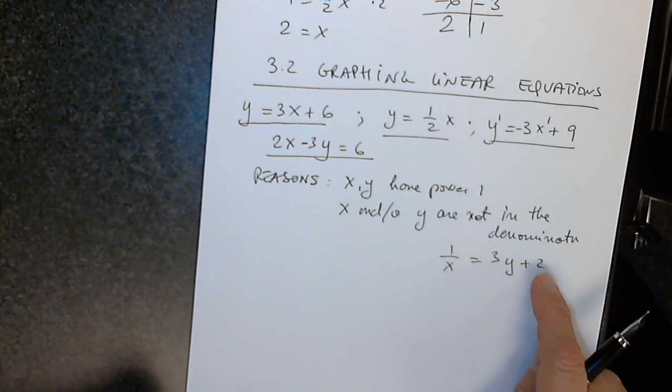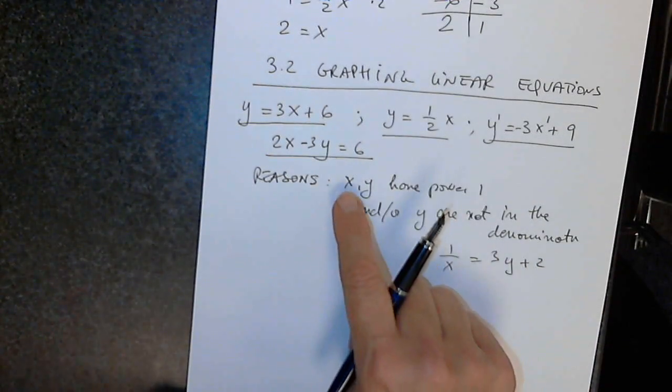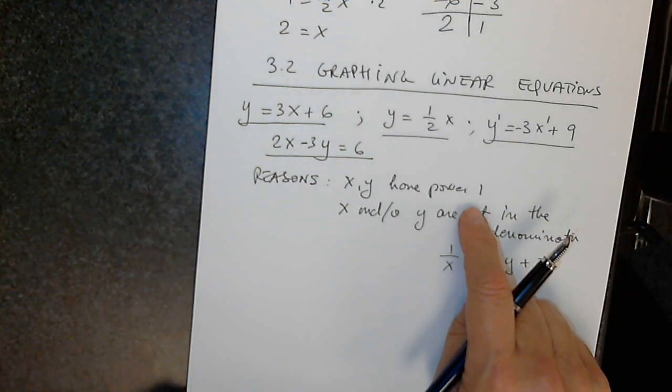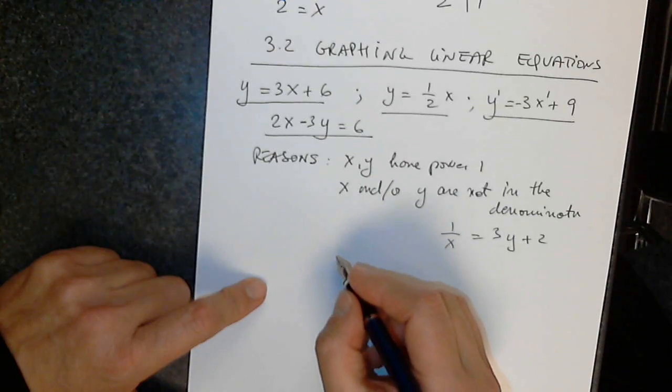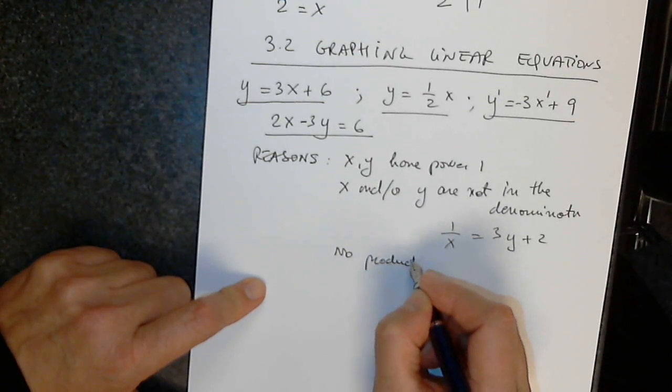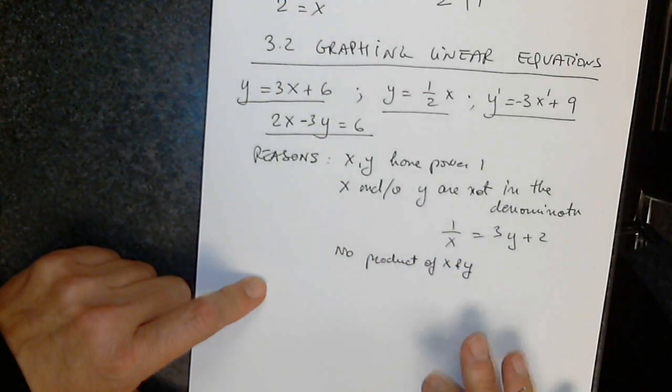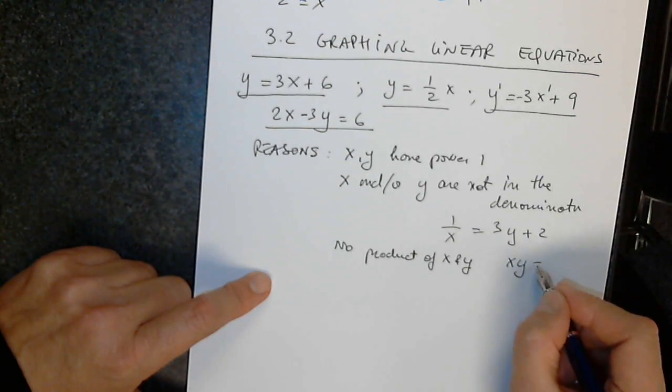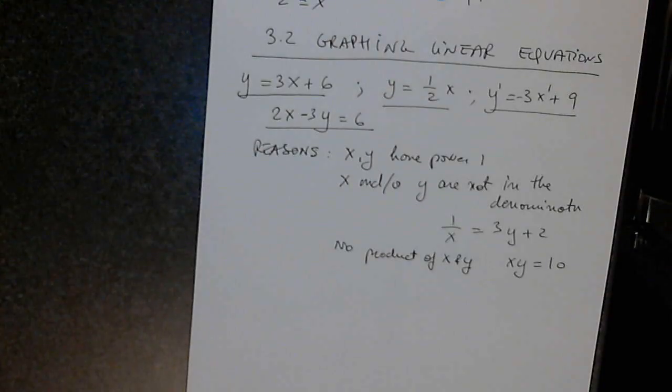No. Something like this will not be a linear equation. So x and y cannot be in the denominator. X and y have to have power 1. And no product of x and y. For example, x times y equals 10 is not a linear equation. So if an equation has a product of x times y, that cannot be linear. So no x and y in the denominator, no product of x times y, and the powers of x and y must be 1.